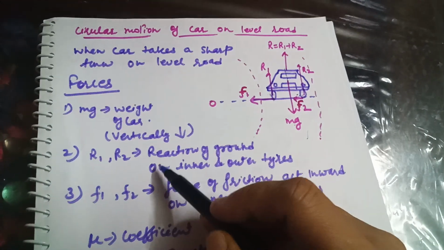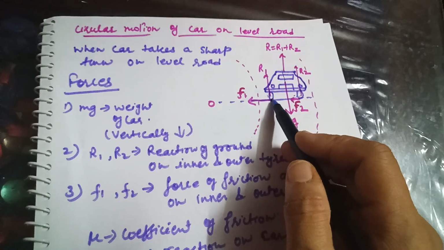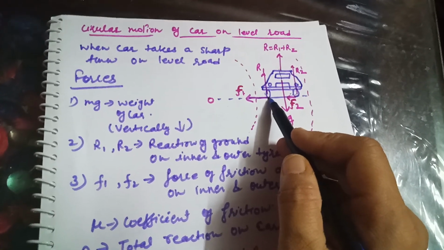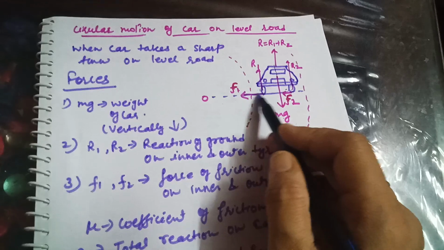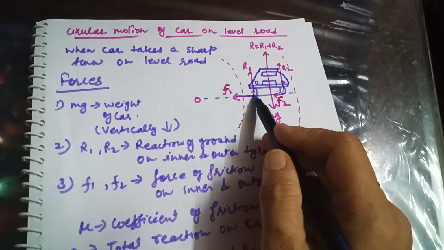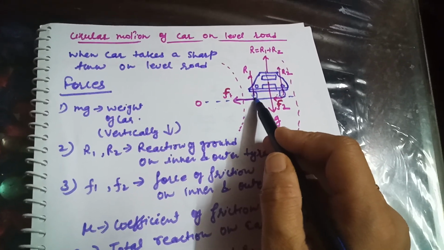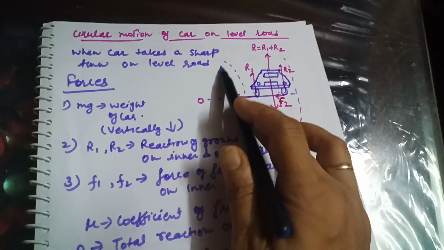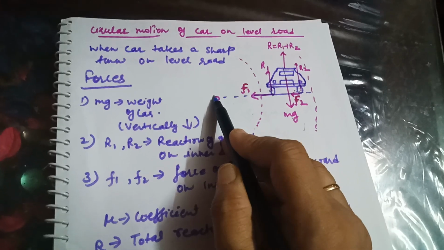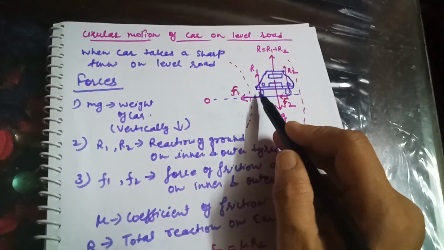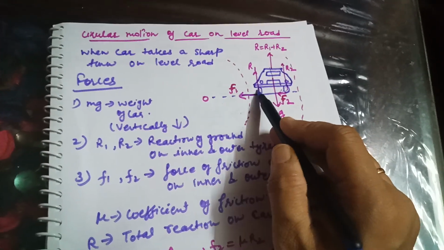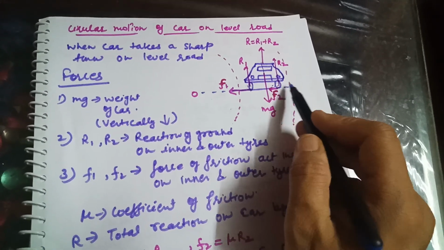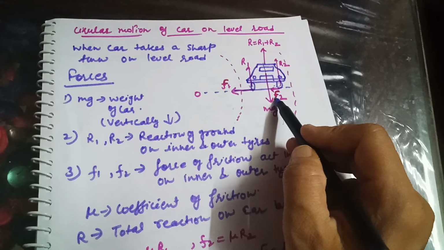Now one more force is required here, that is the force of friction, because whenever the car is moving on a level road, the force of friction comes into play. So F1 I have considered as the force of friction acting between the road and the tire, towards the center of the circular path. This is the circular path and this is the center. F1 is the force acting inward on the inner tire, and F2 is the force of friction on the outer tire towards the center of the circular path.